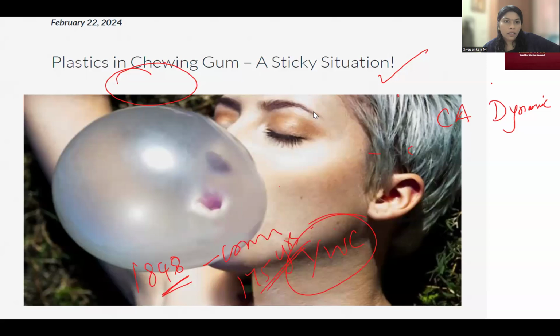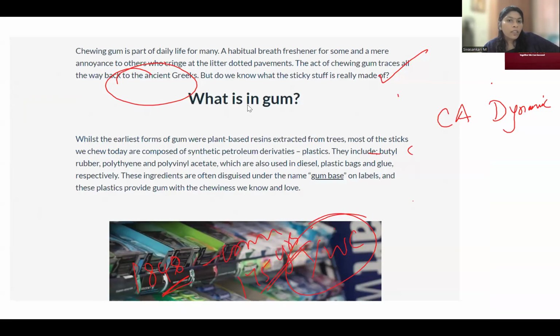See this. Plastics in chewing gum, a sticky solution. Okay, so the situation. This is not solution, sticky situation. This is the topic under which the article is published. See this. What's in a gum? They have talked about gum base, petroleum derivatives, plastics. They have mentioned all types of plastic: vinyl acetate, polythene, butyl rubber, all these.